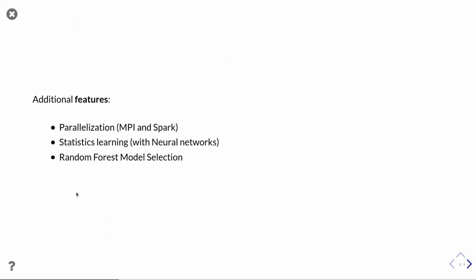Additional features of this library include parallelization across model simulations. We use MPI and Spark to parallelize, and these 2 allow scaling to a high-performance computing cluster or supercomputers, for instance, as well as standard research group computing servers or the like. We also have ways to learn summary statistics, which optionally use neural networks. I will show this later in an example. And finally, we have model selection with random forests.